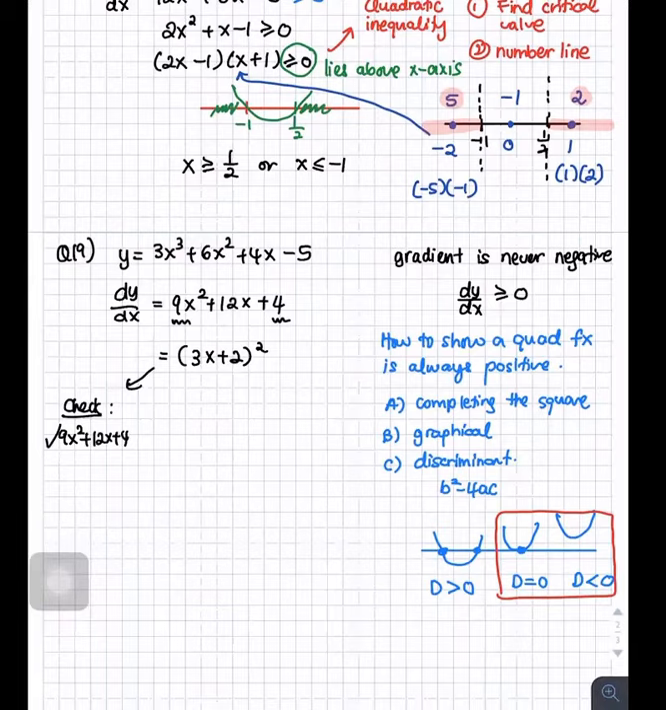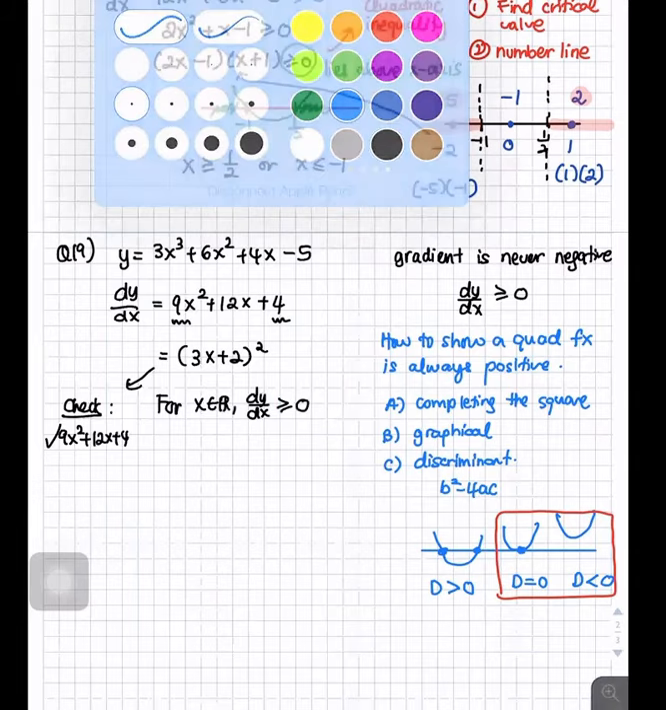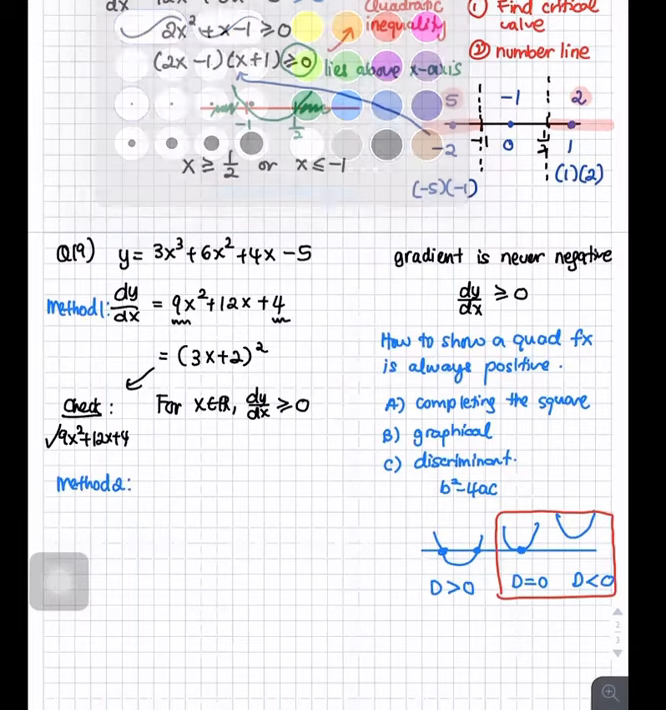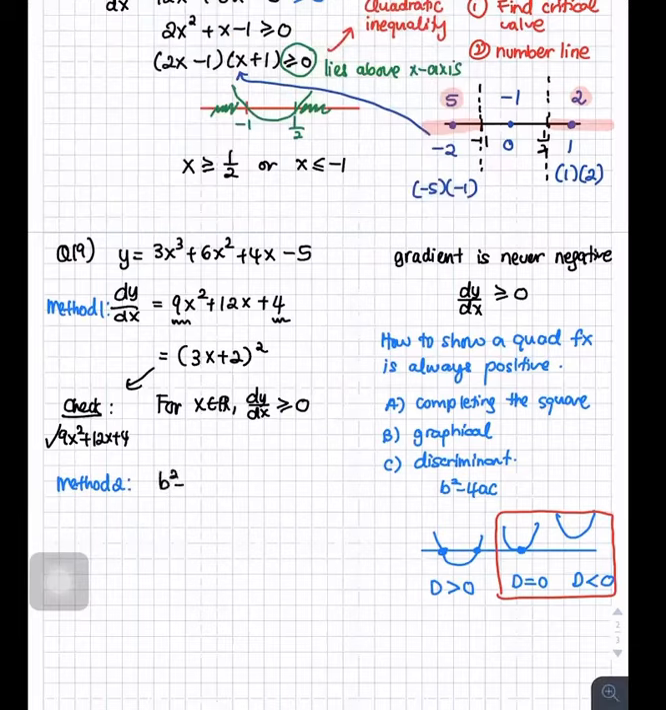Then I go with what Warren said. When I square, then how to write? For any x value, for x element of real number, I know the dy dx is definitely more equal to 0. So this is method 1. If you don't like method 1, you go and do your method 2. I'm going to do discriminant. It's also much easier.